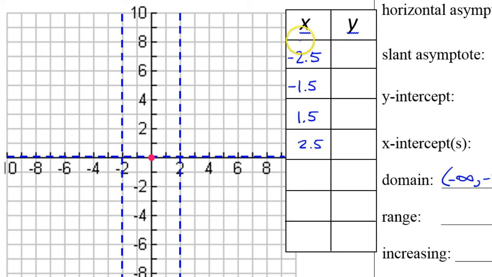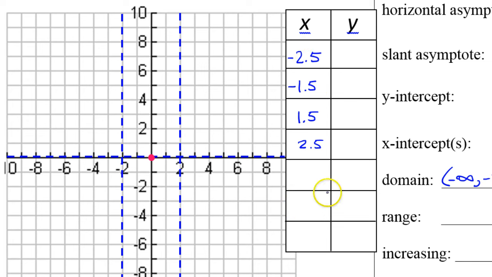So always use these decimals that are a little bit to the left and right of each vertical asymptote. That was the first secret, using those decimals. The second secret is this: use lots and lots of points. Graph as many points as you can.